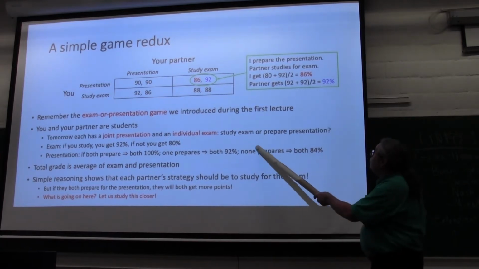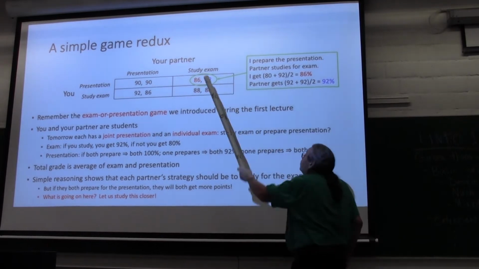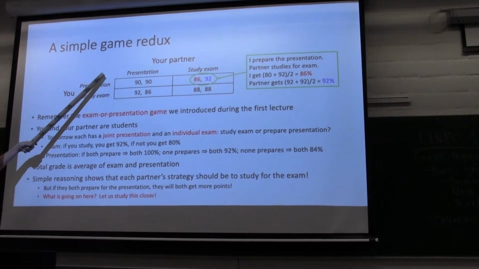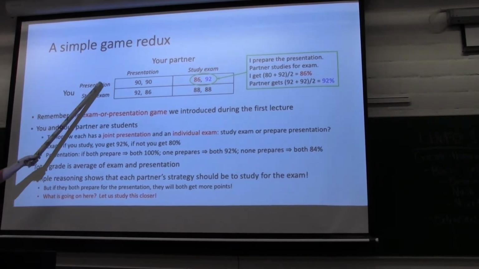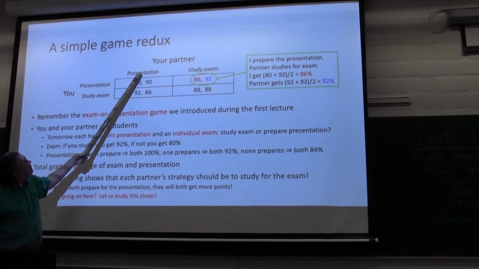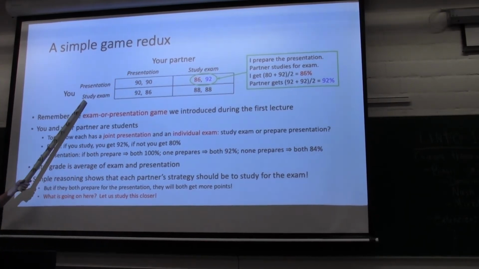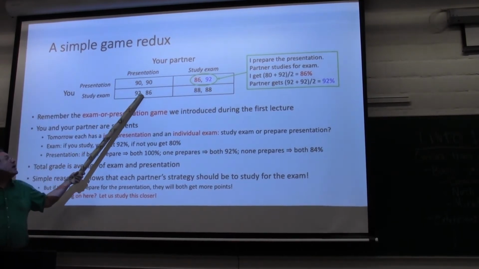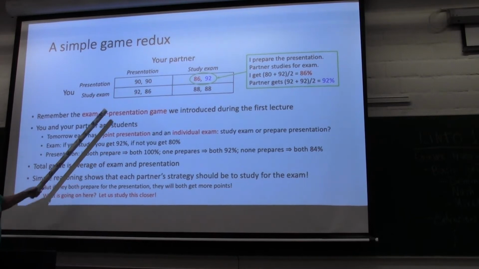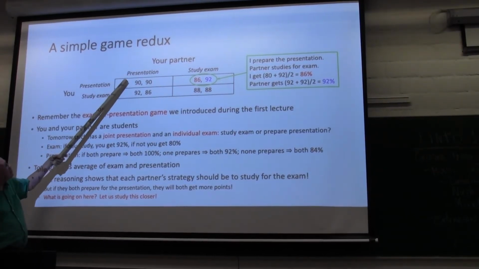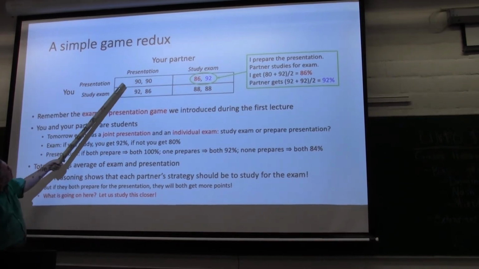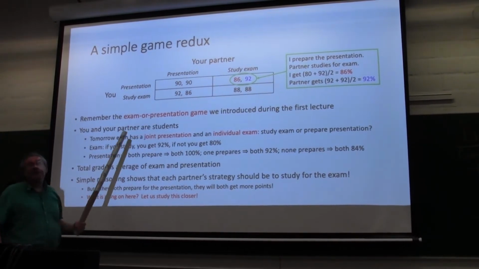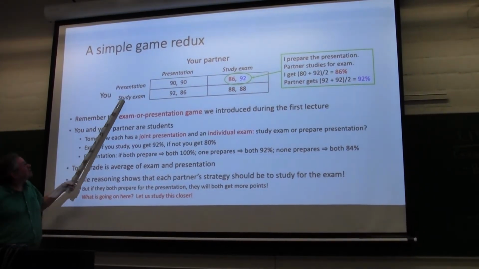So with these rules, you can actually figure out what the payoff is. So you have to understand how to read these tables. We're going to see lots of these tables. So if the partner decides to study for the presentation, and I study for the exam, then I will get 92 on the exam, and the partner will get 86. Okay? So if the partner decides to study for the presentation, then I have two possibilities: presentation or exam. I get either 90 or 92. So clearly I will pick the best one. That's the rationality. So I study.